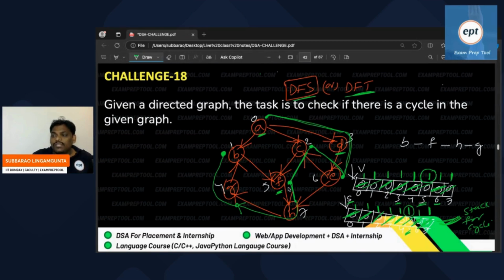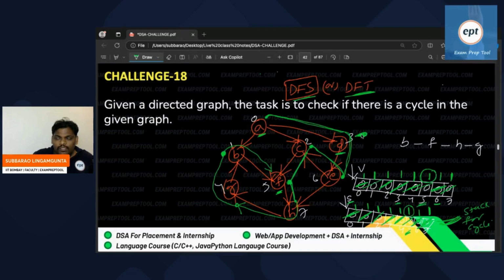Means you are widgeting the person. See, you are here. You are widgeting the person who is already widgeted. Widgeting someone who is already widgeted, that is called cycle. And not only that, he is there in the stack. He is there in the stack. See, he is also widgeted, but no cycle.